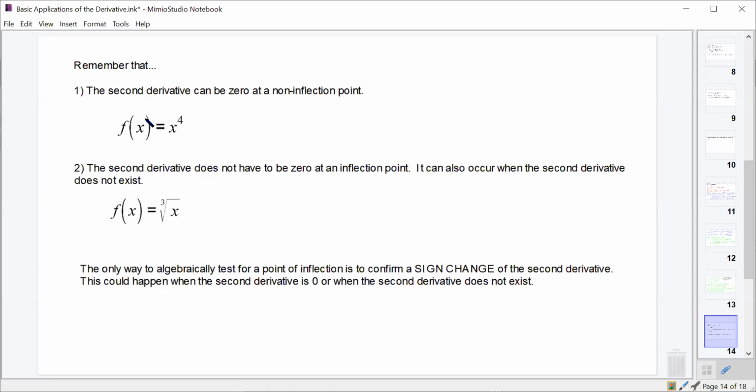And also, a lot of times people forget that if the second derivative is undefined, then you could also have an inflection point there. So make sure you look for the sign change on your second derivative, at places where it equals 0 or places where it's undefined. Just wanted to remind you guys of that before we go on and do some more fun stuff here.